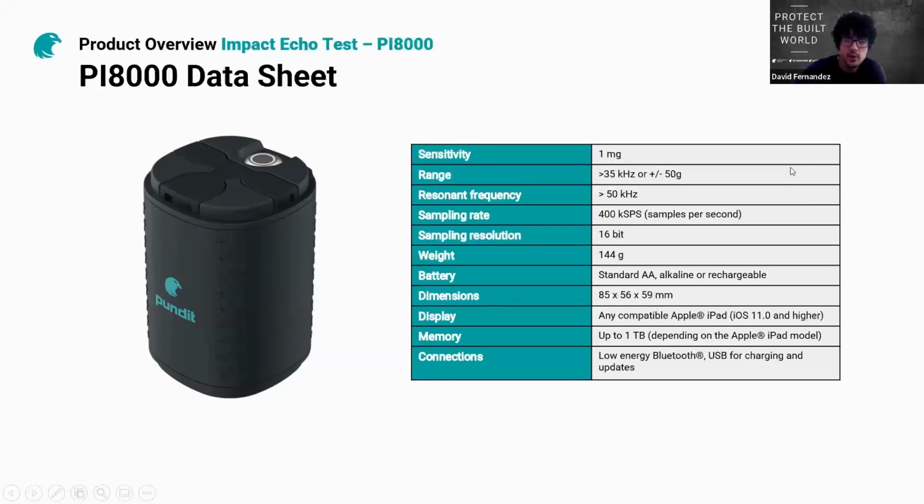Okay, then here we have the data sheet of the Pundit PI8000. I don't want to go into detail here. We are going to share this slide, so you can always have a look at this. But as you see, it's a very small device with one standard AA battery, and also it's very light. It's 144 grams. So this is a very handy device.